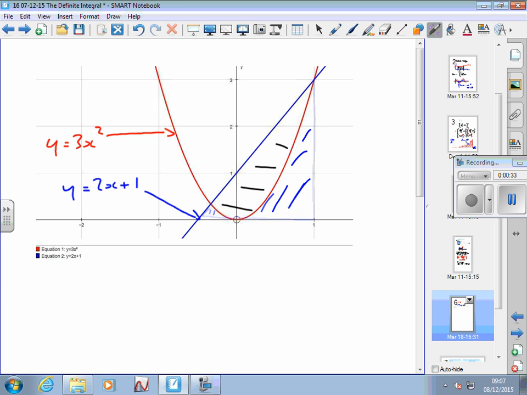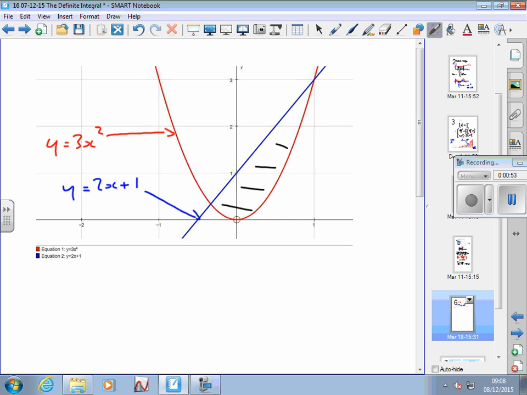So if I want to find the area between curves, I find the area underneath one and the area underneath the other. I need to be able to visualize it to know which one to take away from which, so sketching the curve will often help. And then I subtract one from the other, and I've got the area between the curves.